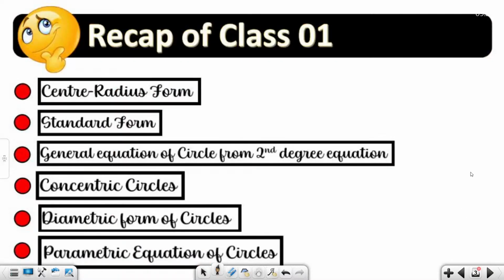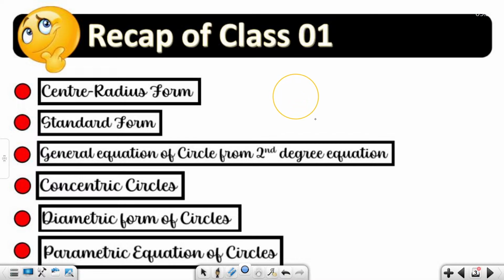So there we have done different forms of circles. The first one, which was very, very popular and very important, is your center radius form. That is, if you know the center of any circle and if you know the radius, we can find out its equation. Is it clear? Right? So what was the form?